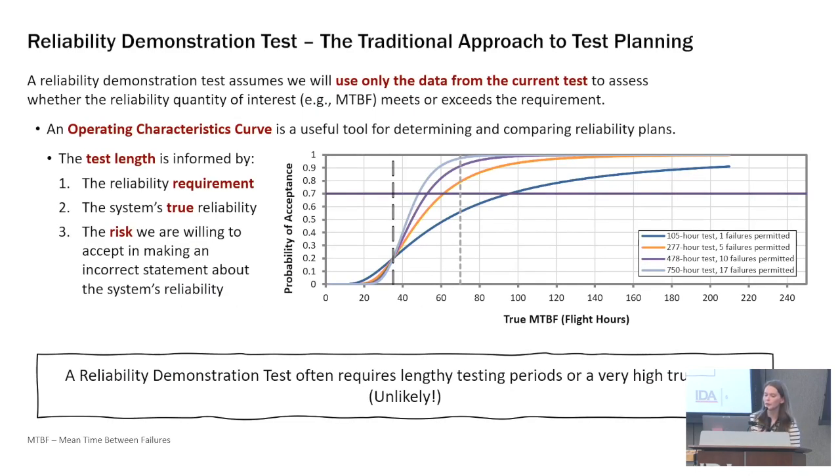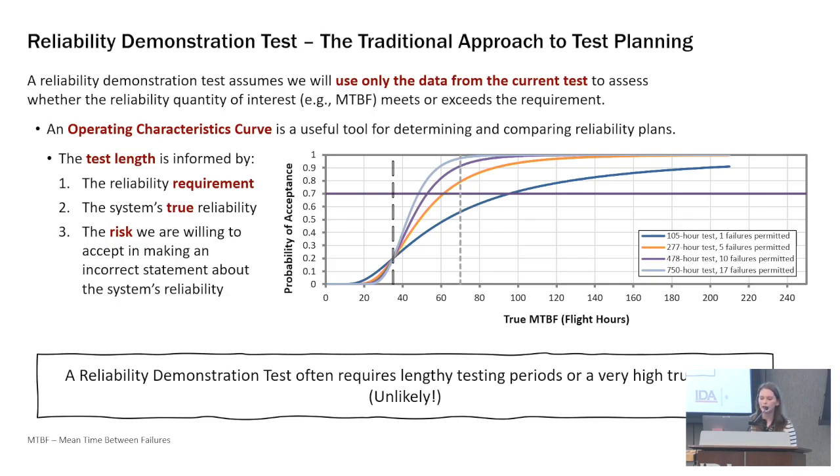Typically evaluators would pull from something called a reliability demonstration test, which uses only the data from the current test to assess whether the mean time between failure meets or exceeds the requirement. Here the test length for a reliability demonstration test is going to be informed by your reliability requirement that we just talked about, the system's true underlying reliability, and then the risk we are willing to accept in making an incorrect statement about the reliability of the system. Typically you can visualize different test plans from a reliability demonstration test using something called the operating characteristic curve, which you're probably familiar with, or you may have heard it called the OC curve.